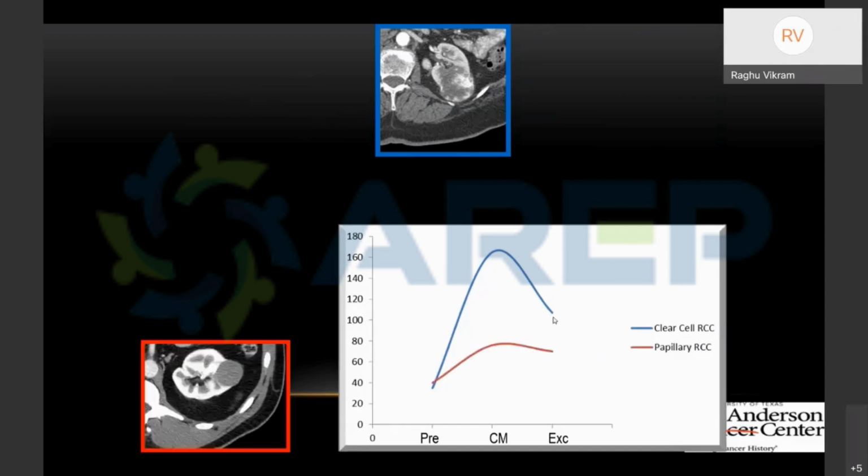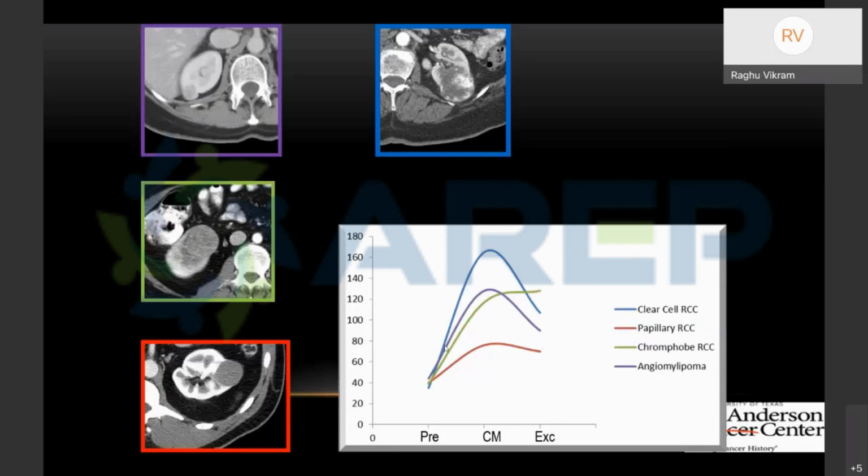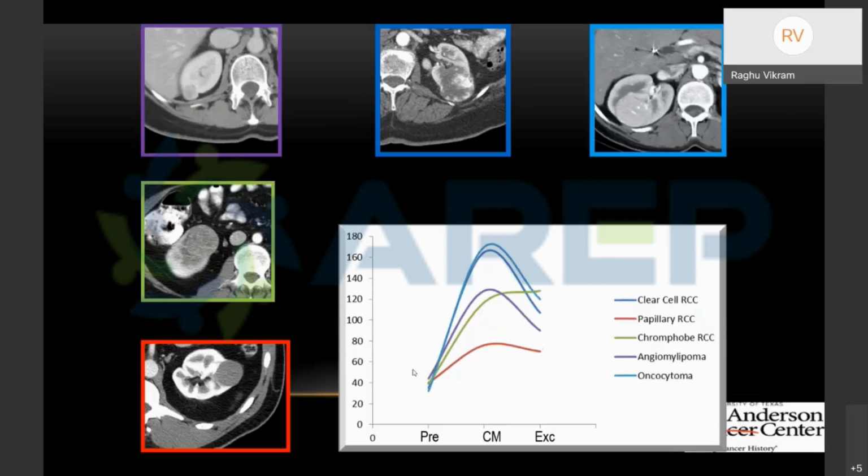In the papillary, on the other hand, it doesn't enhance as much. You can see that. It doesn't wash out too much either. The chromophobe is somewhere in between, right? The angiomyolipoma is very similar to clear cell renal cell carcinoma, and oncocytoma overlaps that of clear cell renal cell carcinoma. So you can usually say what is papillary, but then there is this overlap of a lot of different subtypes. So what can you do about this?